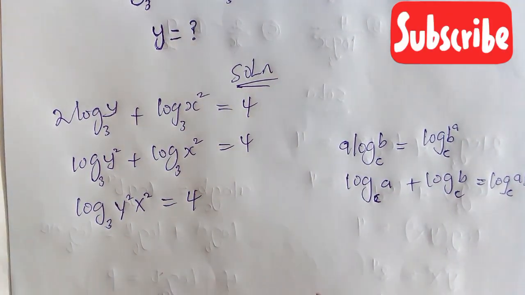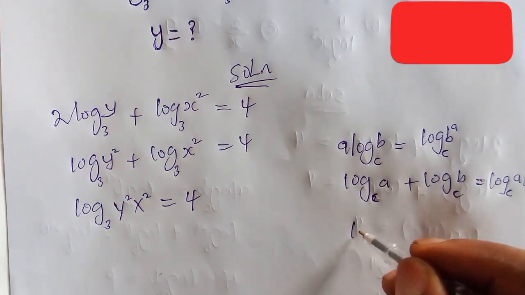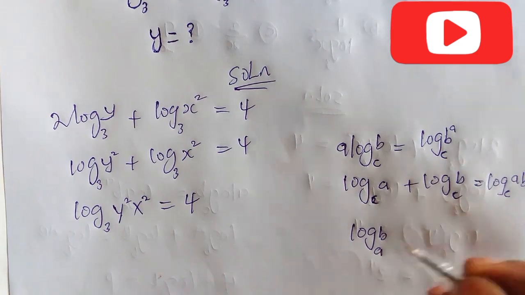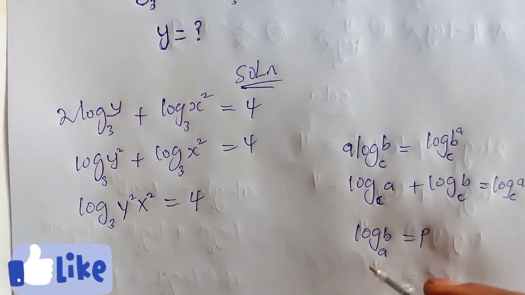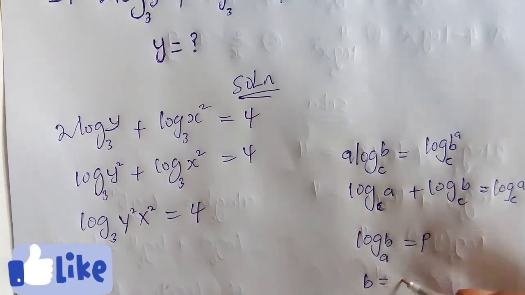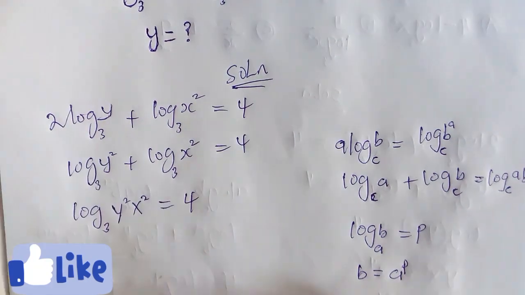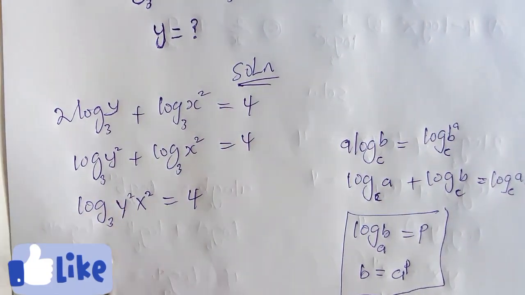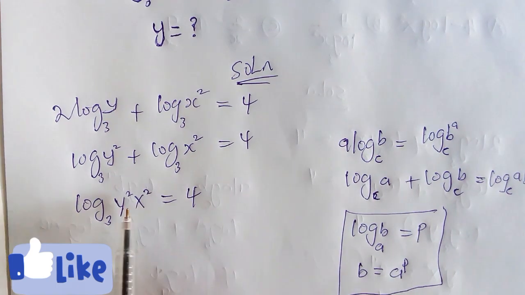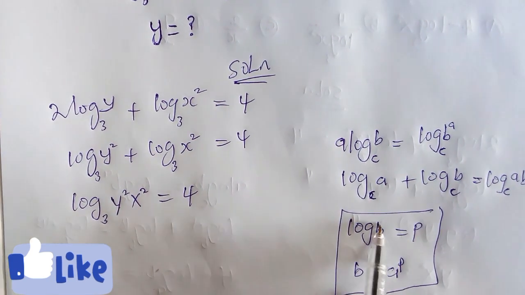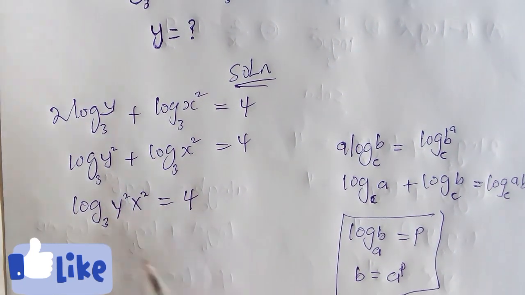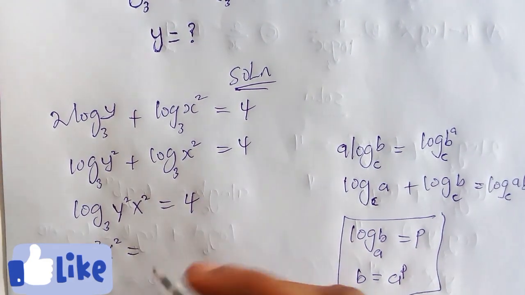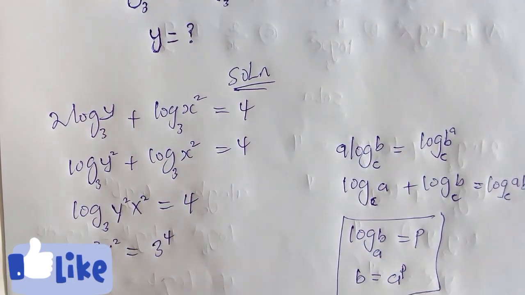Also, if log b to the base a is equal to p, then b is equal to a raised to power p. The standard law of logarithm. I'm going to apply that here. A is 3, b is y squared s squared, p is 4. Therefore, I'm going to have that y squared s squared is equal to 3 raised to power 4.